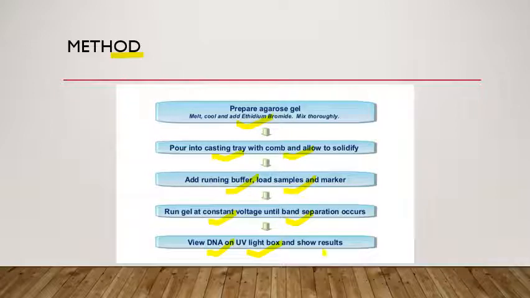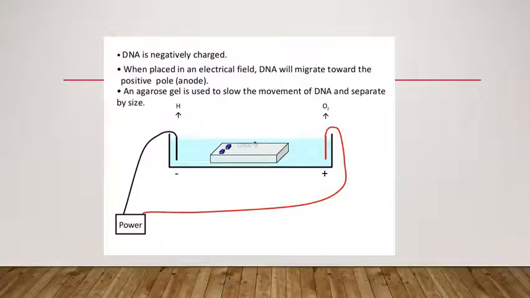So we have the band observation and you can analyze the sample. DNA is negatively charged. When placed in an electric field, DNA will migrate towards the positive pole. As we have seen, we load our sample using a comb, which leaves wells as the gel solidifies. We put it into the electrodes here, negatively charged and positive. The DNA molecule is negatively charged, so it moves towards the positive end.